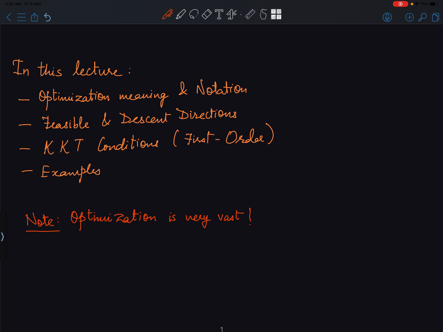Note that optimization is a very vast field, and entire courses are dedicated to optimization. So this lecture by no means will cover all the techniques to solve constrained optimization. However, the goal of this lecture is to introduce you to this topic and to the techniques that we'll be using in this course to solve optimization.